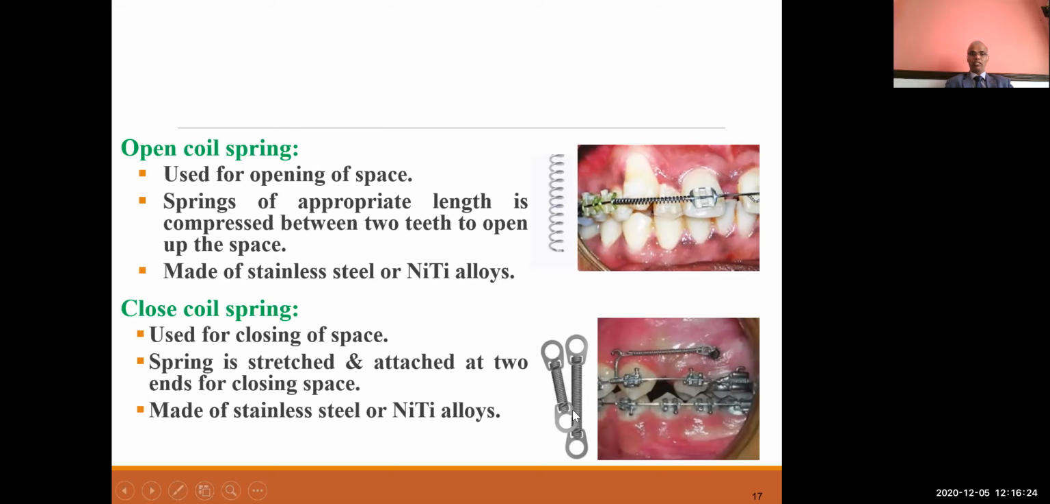And these are closed coil springs. These are used for closing of spaces. The spring is stretched and attached at two ends for closing of space, like here in the implant and in the anterior. It may be made up of stainless steel wires or nickel titanium wire.